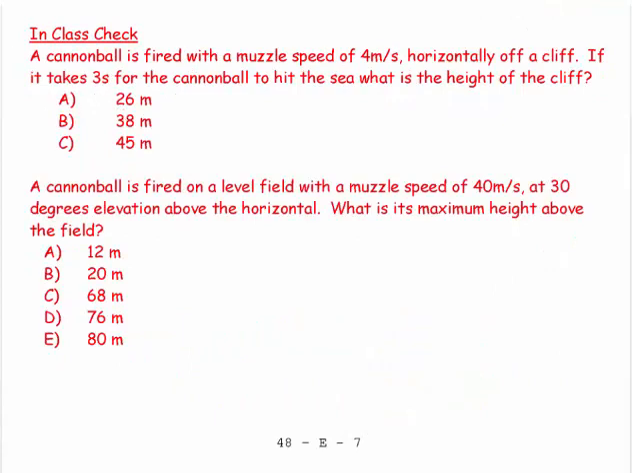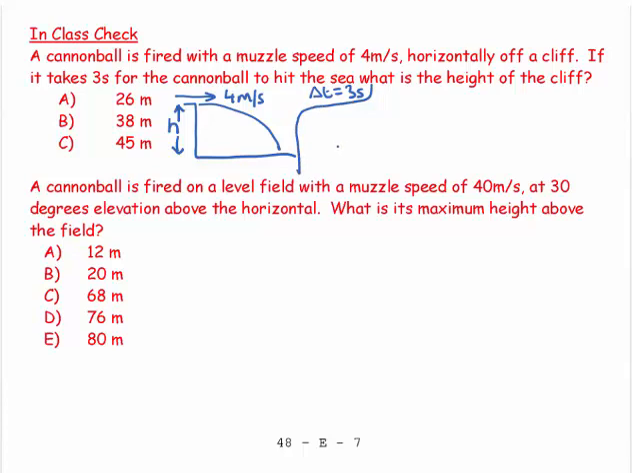Another couple of questions. A cannonball is fired with a muzzle speed of 4 meters per second, horizontally off a cliff. No diagram now, notice. It takes 3 seconds, delta t equals 3 seconds, for the cannonball to hit the sea. What is the height of the cliff? Oh, height of the cliff. It's the same setup, but a different question.